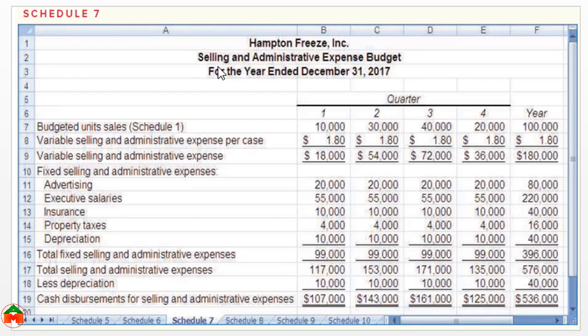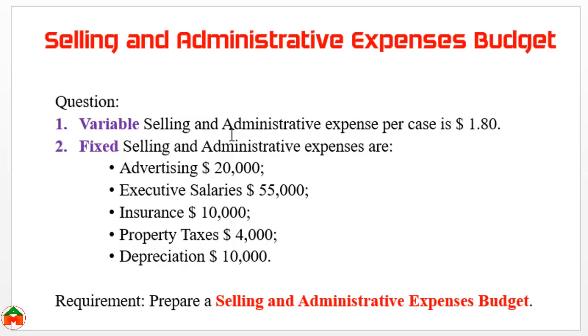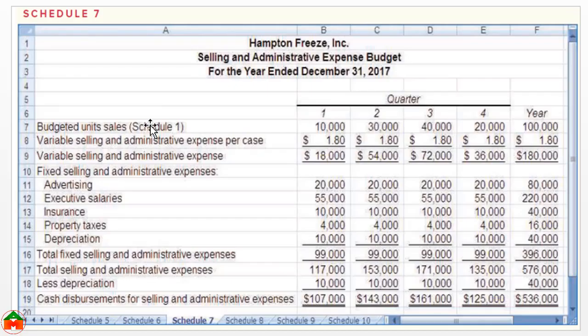This is the selling and administrative expense budget. In the first line we will show the budgeted unit sales, and this will be taken from the sales budget. We can see our budgeted sales are 10,000 in the first quarter, 30,000 in the second quarter, 40,000 in the third quarter, and 20,000 in the fourth quarter. From the estimated data, the variable selling and administrative expense per case is 1.80. This variable portion should be multiplied by the budgeted sales, so we are multiplying 1.80 with the budgeted sales.